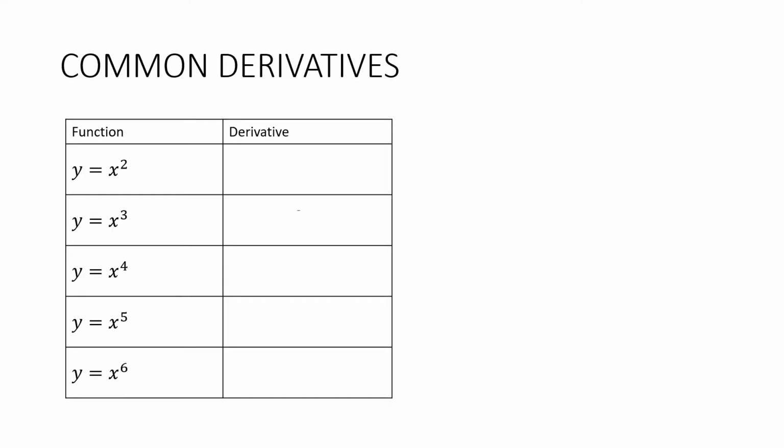Let's have a look at some common derivatives. So if I went through that process for all of these, I would end up with this. So for x squared, the derivative is 2x. For y is equal to x cubed, the derivative is 3x squared. For y is equal to x to the fourth, the derivative is 4x cubed. For x to the fifth, it's 5x to the fourth. You're starting to see the pattern? For x to the sixth, it's 6x to the 5.